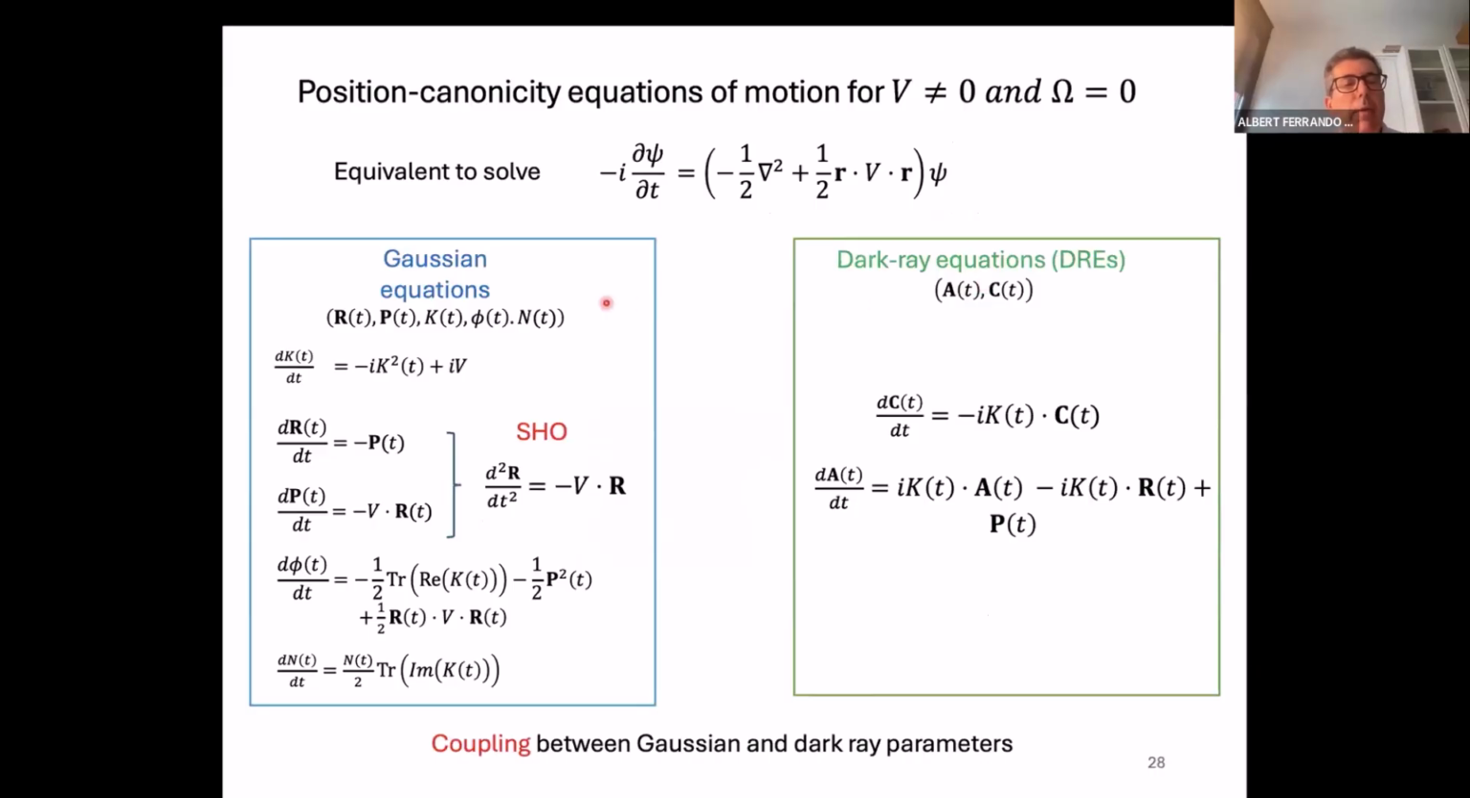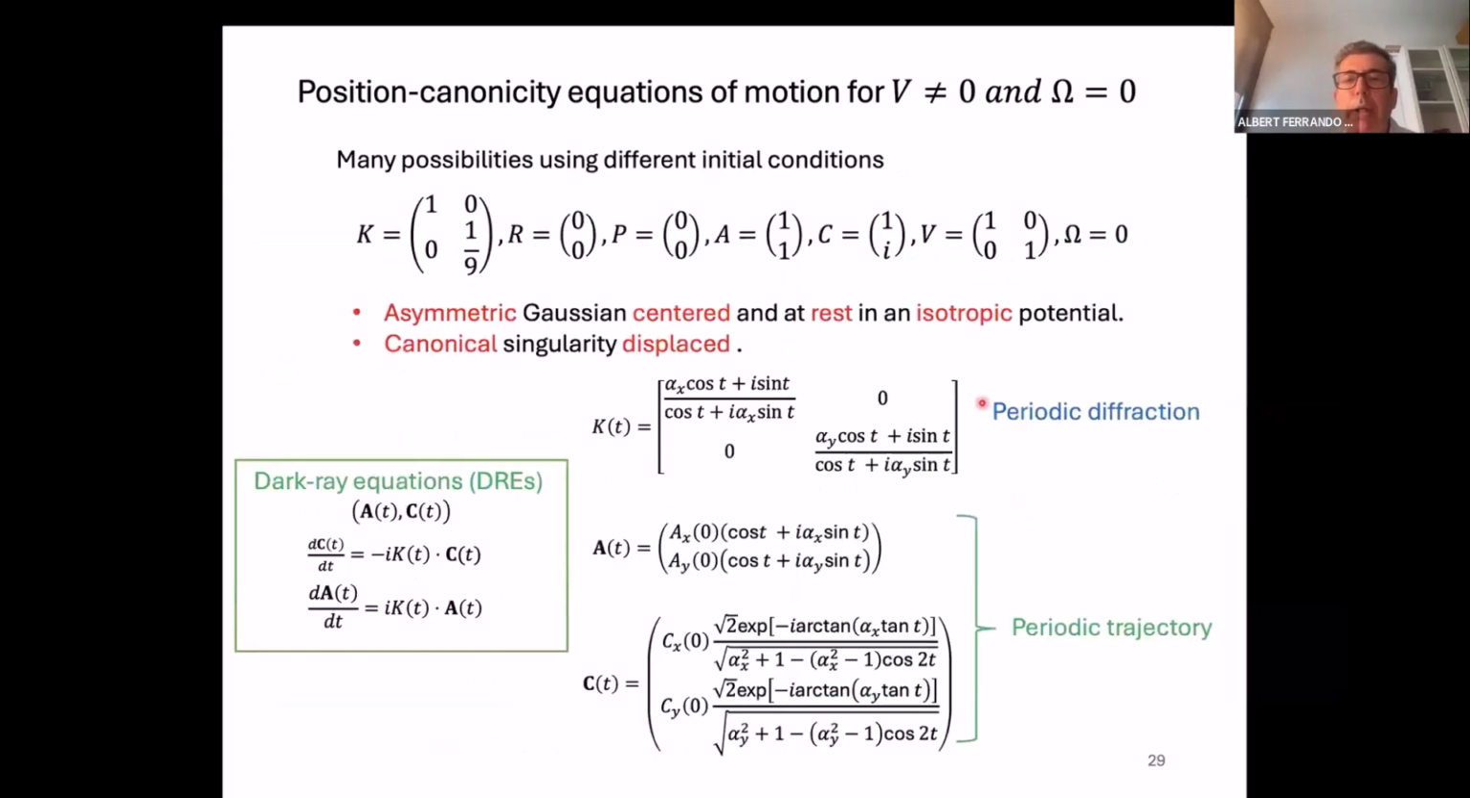And then in this case, you can see first that if you don't have rotation, I'm forgetting rotation in this case, you see, interestingly enough, that the particle that represents the center of the Gaussian, in the case of the potential, behaves just like a simple harmonic oscillator. Right? So you can see it here, right? If you look at the Dirac equations, you see that the Dirac equations, as usual, are coupled through position of the Gaussian, momentum of the Gaussian, and particularly with the diffraction curvature matrix.